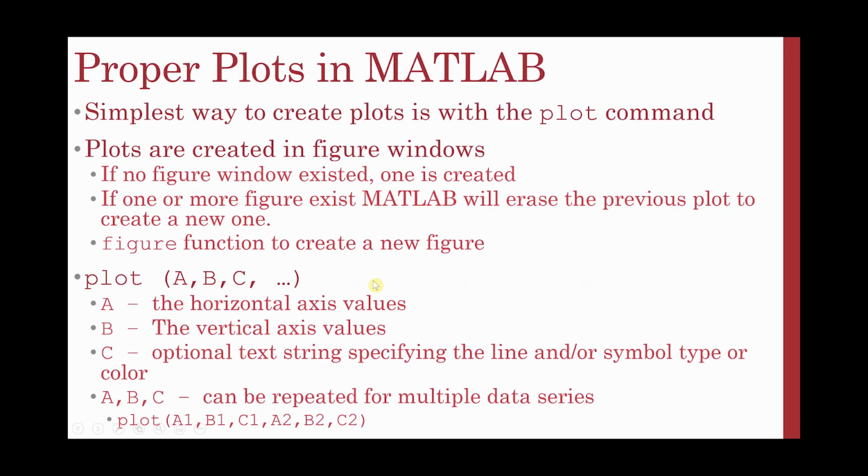The plot command is simply plot(a, b, c), where a is the horizontal axis or your x values, b is your vertical axis or your y values, and c is the optional text string that you can use to specify line or symbol types. This can be repeated for multiple data series. For example, we can plot A1, B1, C1, A2, B2, C2. So it looks for groups of two variables together separated by commas for plotting.